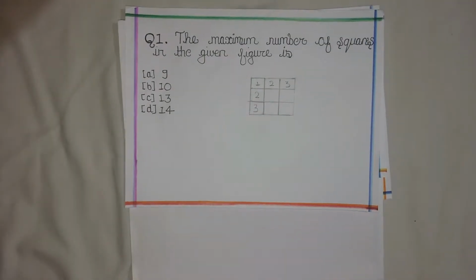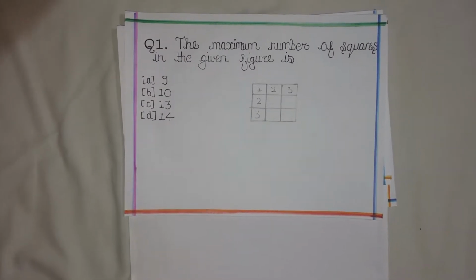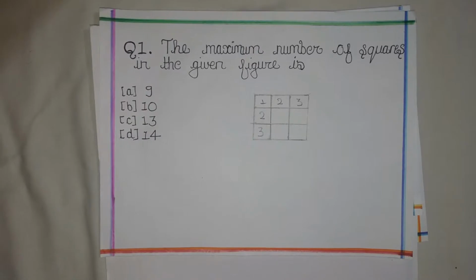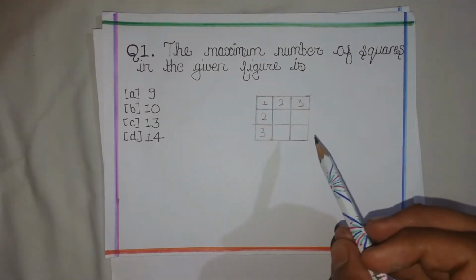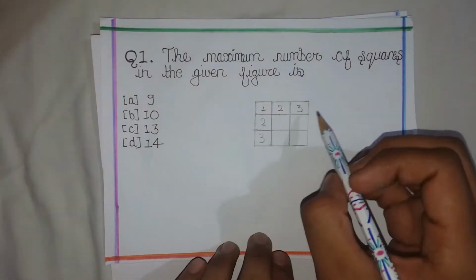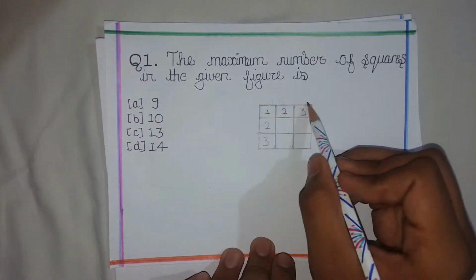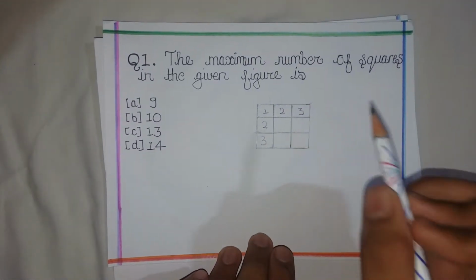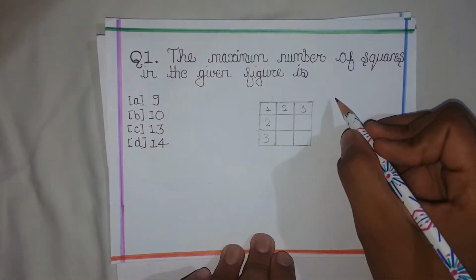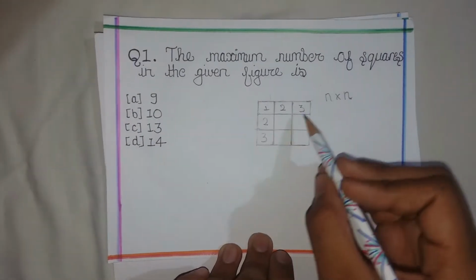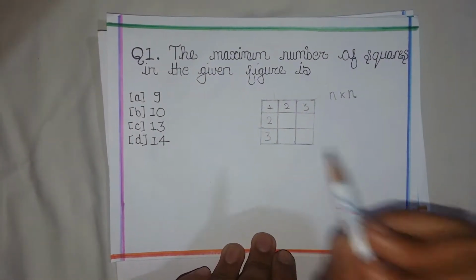Guys, here is the first question. In this question, it is asked to find the maximum number of squares that are possible. You can see the figure. Here you can see that the number of rows and the number of columns are equal, that is 3. So we can say that this figure is n by n, which means the number of rows and the number of columns are equal.